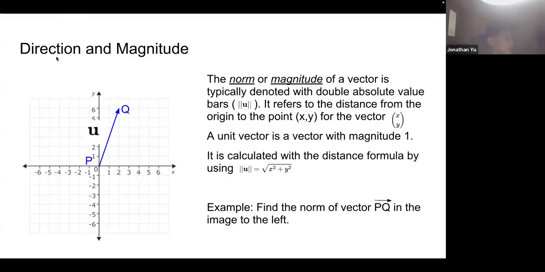Yeah, okay. So at the beginning, we defined a vector as any quantity with direction and magnitude. The magnitude of a vector is defined pretty similarly to the magnitude of a complex number. It means the distance from the point to the origin, or the length of the vector, basically. And it's usually denoted by double absolute value bars.